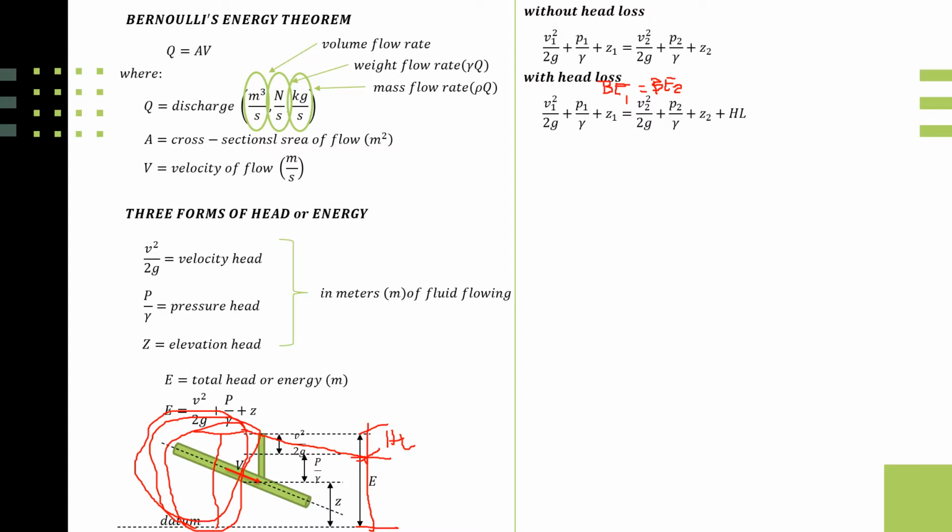So, BE1, ito yung BE1 to. Tapos ito yung Bernoulli's Theorem, BE2. So, equal lang yan. Magiging equal siya. Di ba? Dito siya.